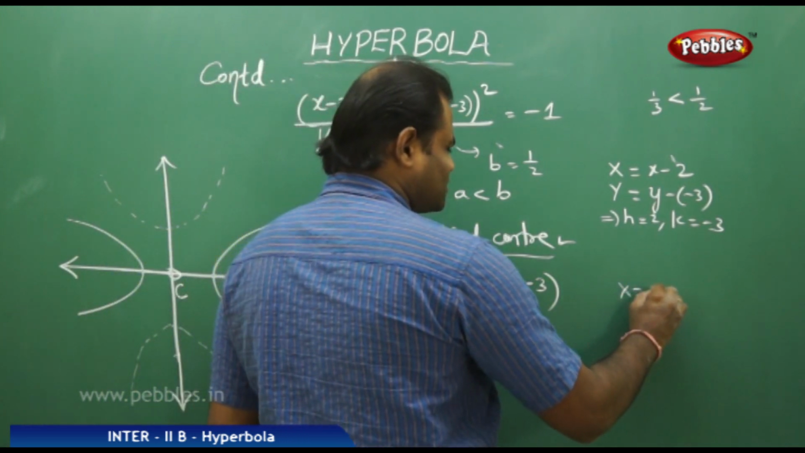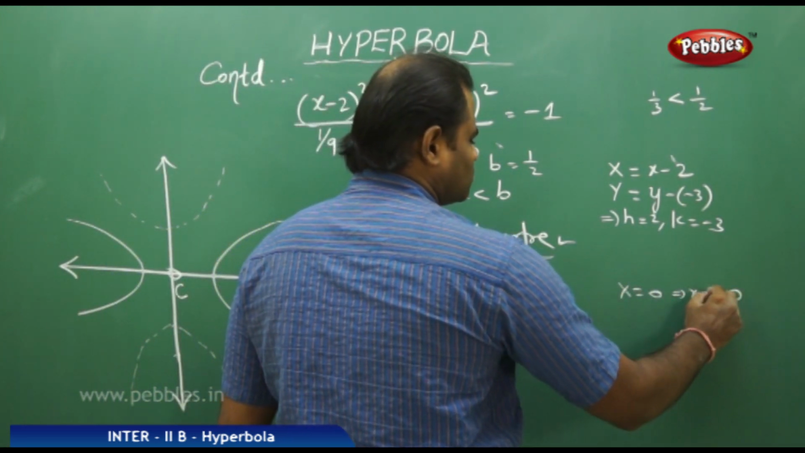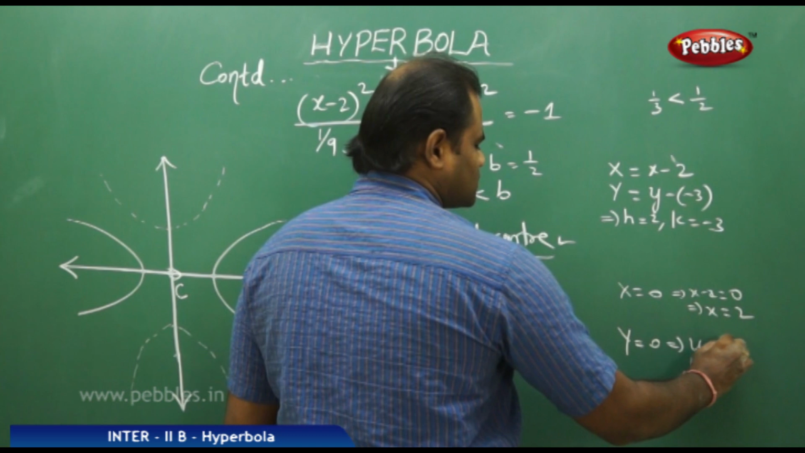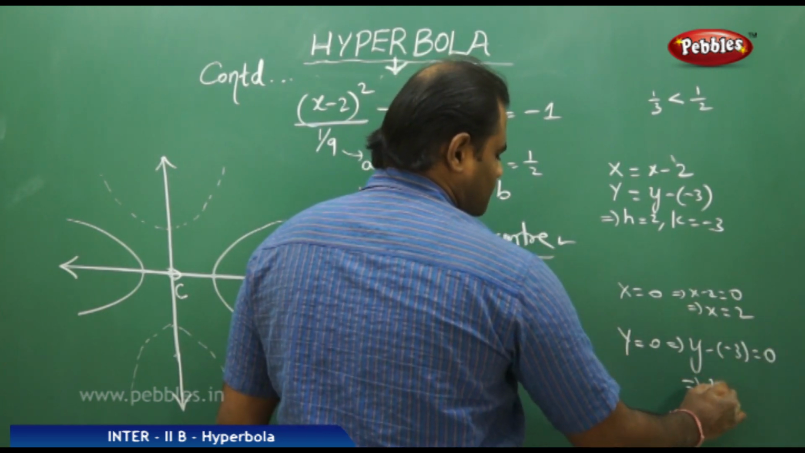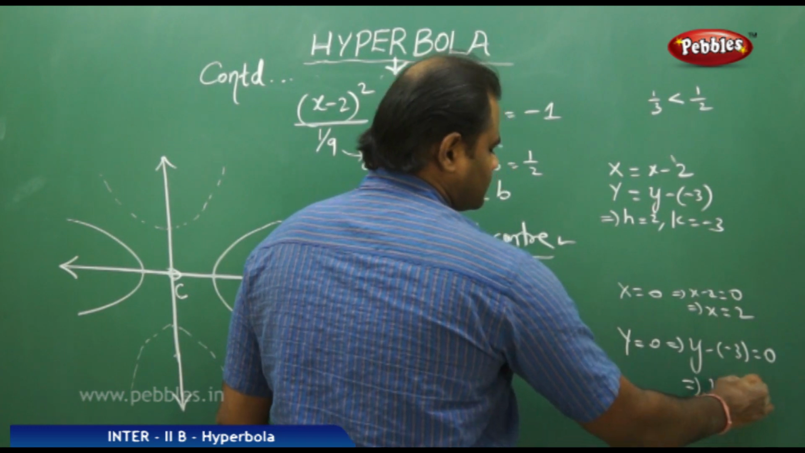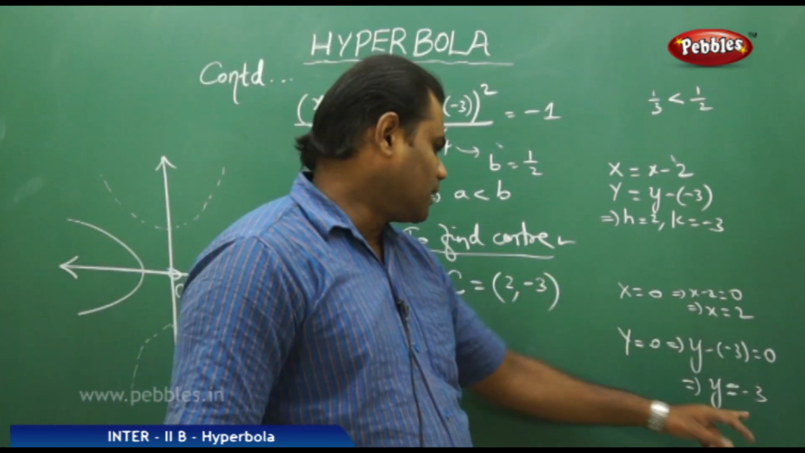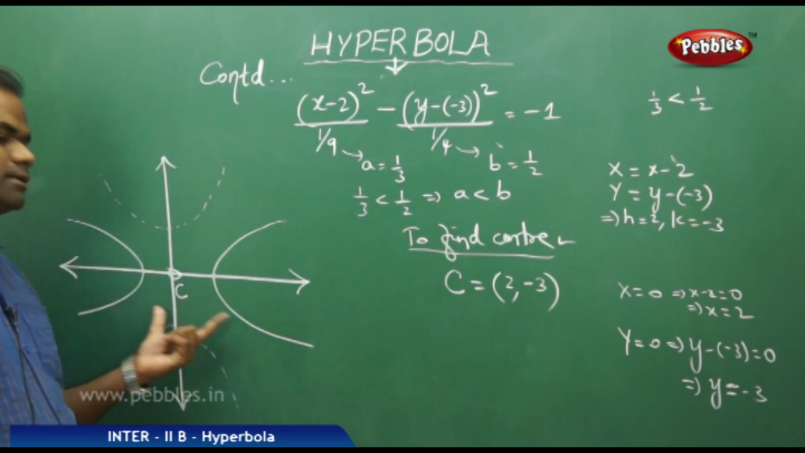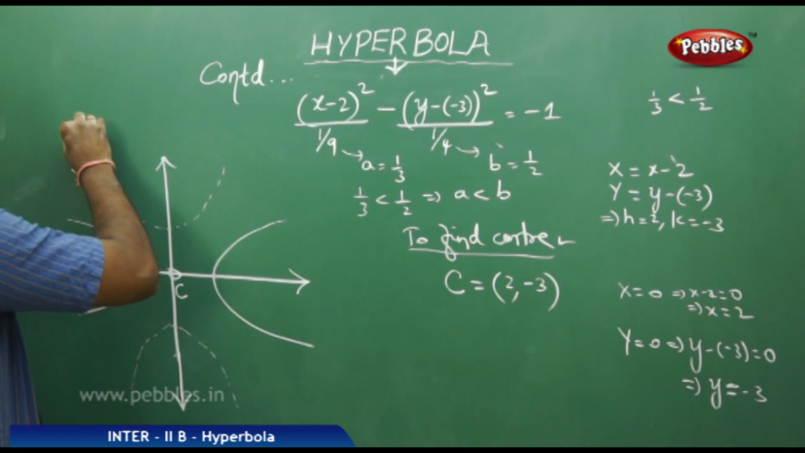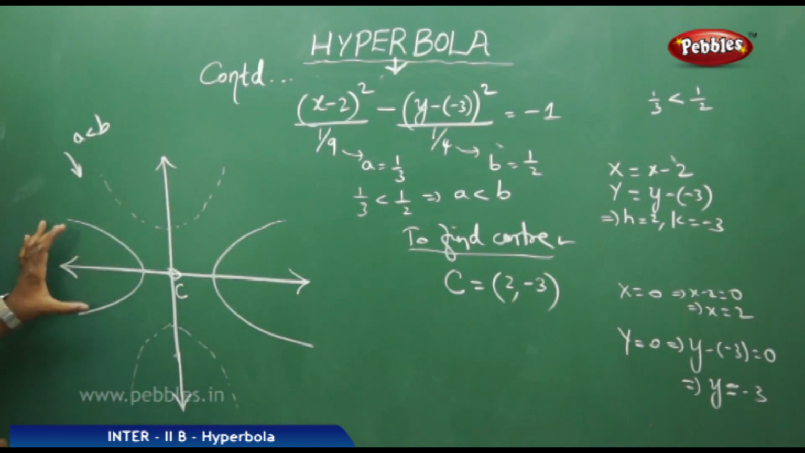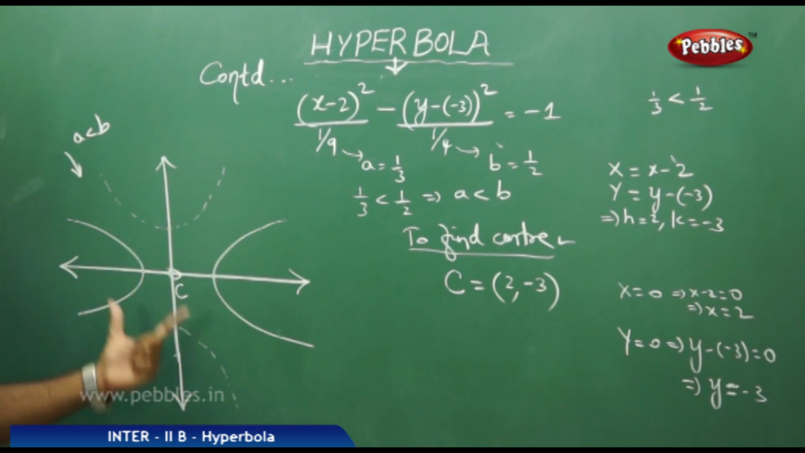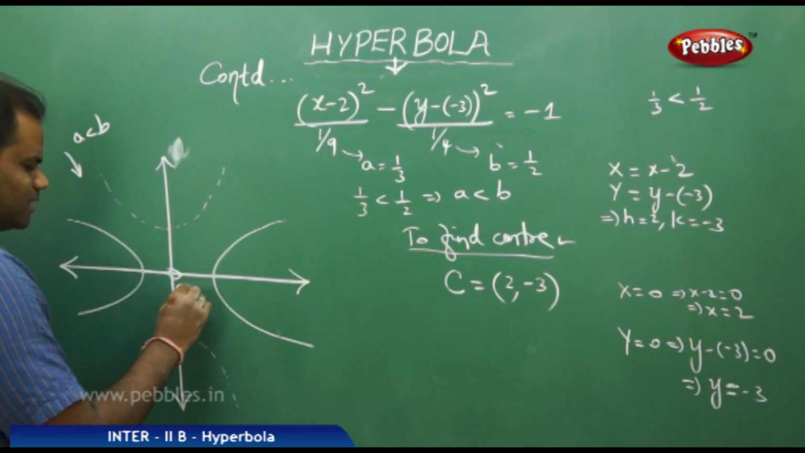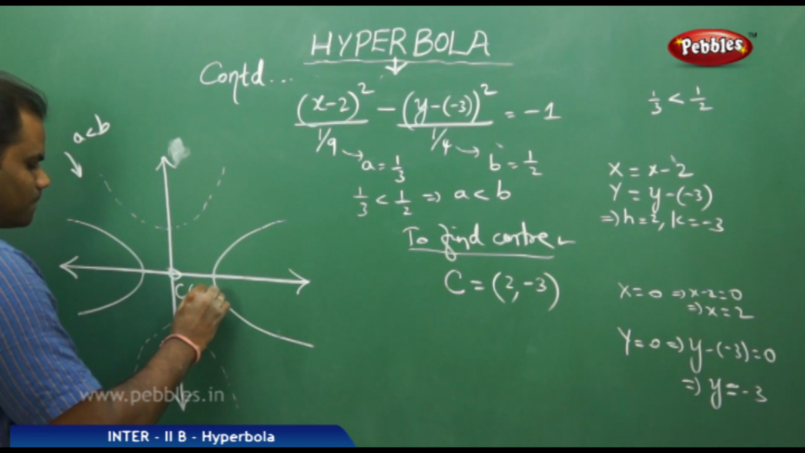Because I take x as 0, that implies x minus 2 is equal to 0, so x equals 2, and y equal to 0 implies y minus of minus 3 is 0, so y equals minus 3. Therefore, I get 2 and minus 3, which is the center of the conjugate hyperbola given by this. The case a less than b gives me the conjugate hyperbola here and the original hyperbola on the y-axis. So my center is (2, minus 3).